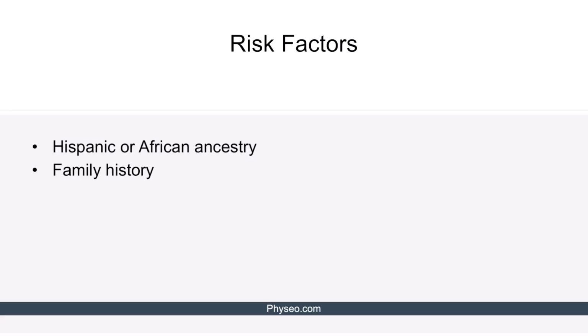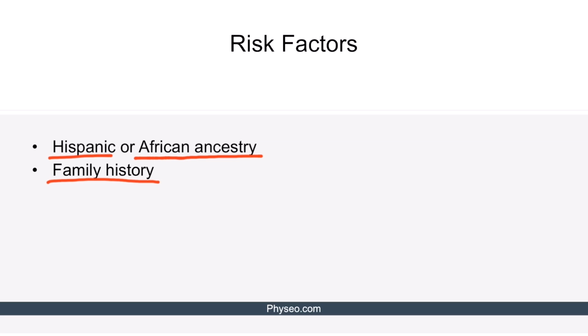So now let's talk risk factors. The main risk factor for keloid scars is Hispanic or African ancestry, and a family history of keloids also leads to an increased risk of the patient developing keloids themselves. It's probably the most intuitive and easy one to remember. If your mom or dad had keloids, then you're more likely to have keloids.